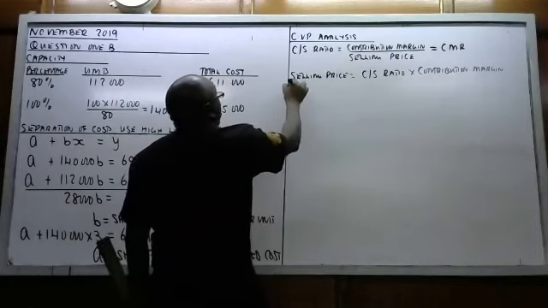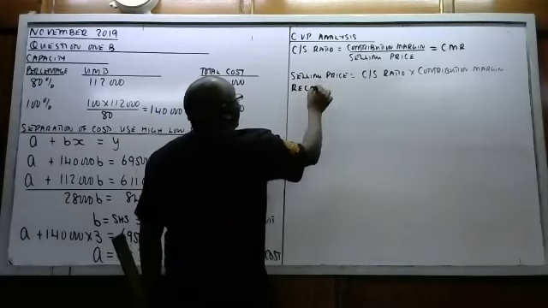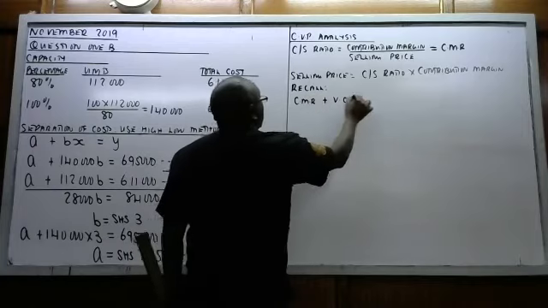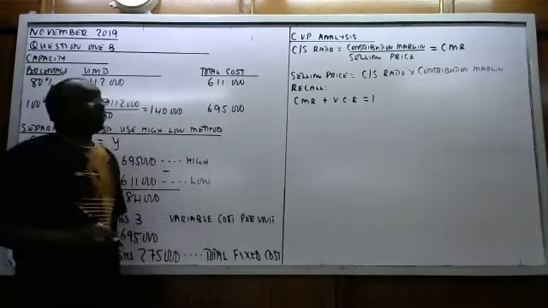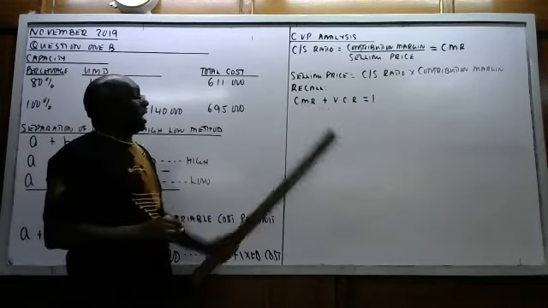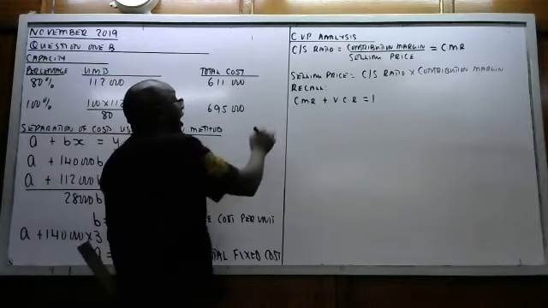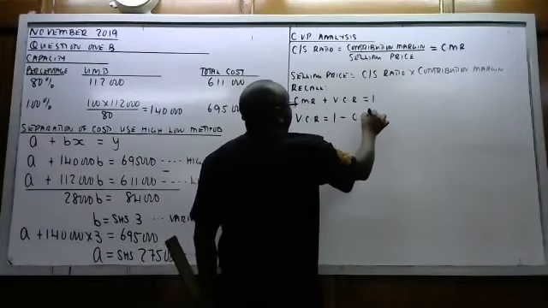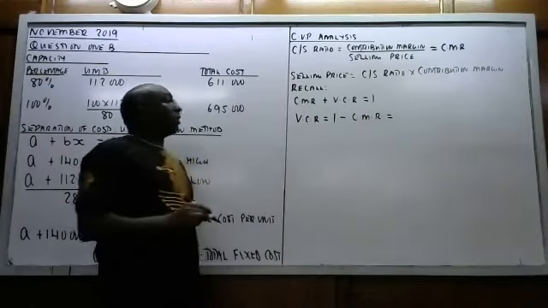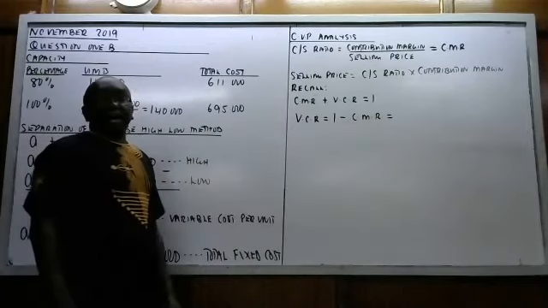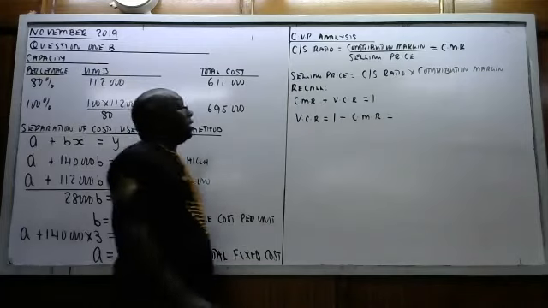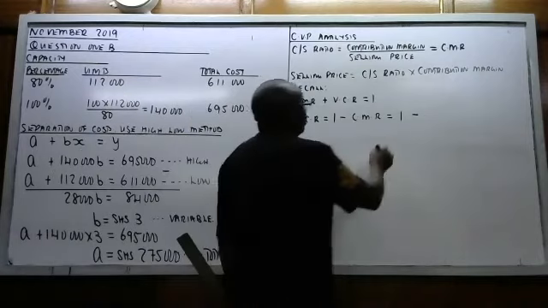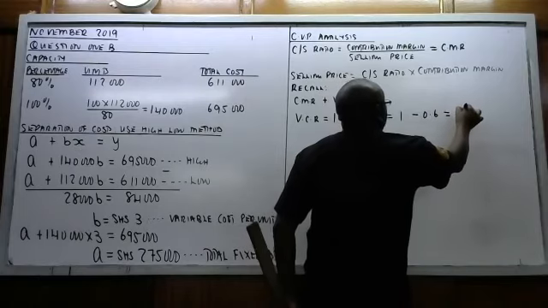You navigate by recalling that contribution margin ratio plus variable cost ratio should be equal to 1. Therefore, variable cost ratio should be 1 minus the contribution margin ratio, or the contribution sales ratio. So this will be 1 minus 0.6, which gives you 0.4.